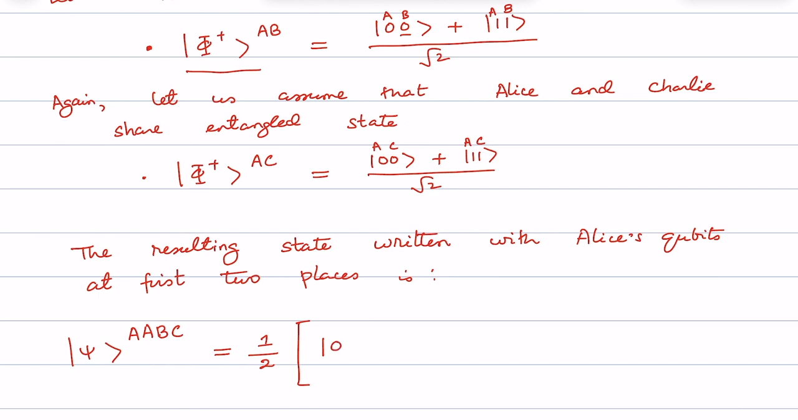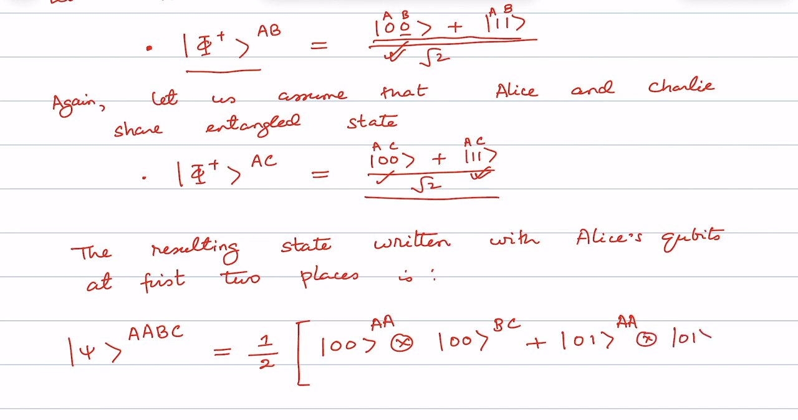The first two qubits belong to Alice, 00 AA, and then 00 BC. If you see this together, you will see what I mean. Similarly, you can write the first two places belonging to Alice as 01 AA. Now look at this one and this one: 01 belongs to Alice, and 01 belongs to Bob and Charlie.